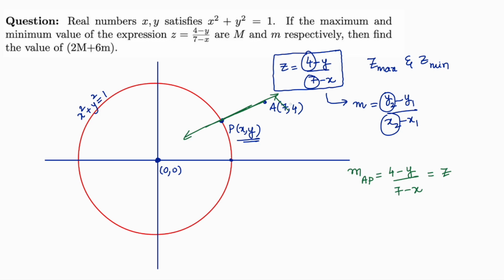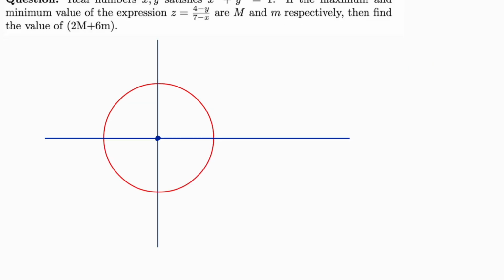What is fixed here? Point A is fixed. Point P is moving. How is point P moving? Point P can be any point on the circle. So we have to find the maximum value of this slope and the minimum value of this slope. That is z max and z min. So that is our question. Let's redraw the diagram. I have a circle with center (0, 0) and radius 1. There is a point A which is (7, 4) and P is any point on this circle.